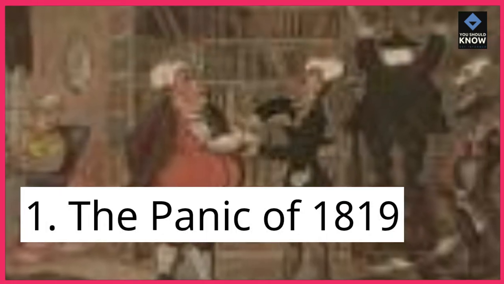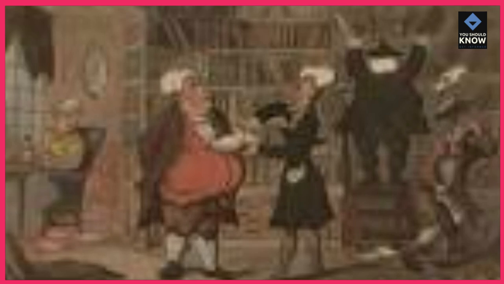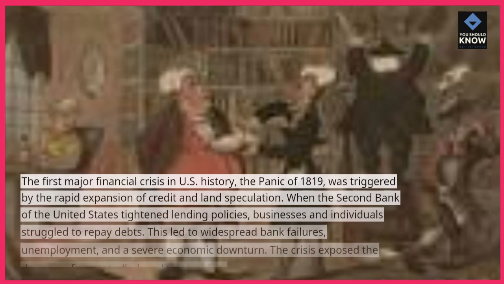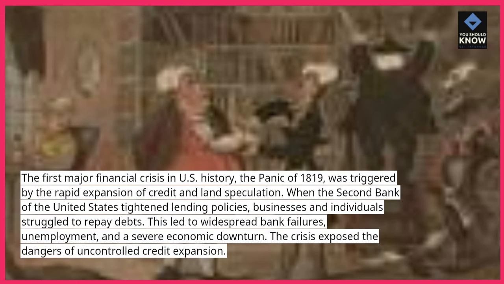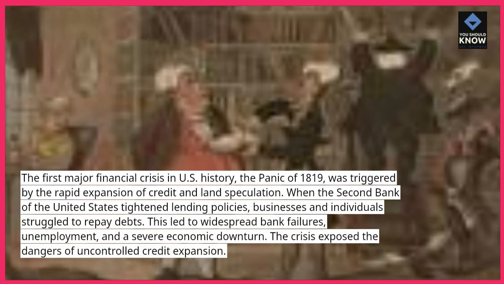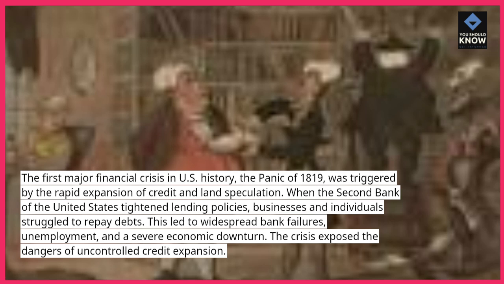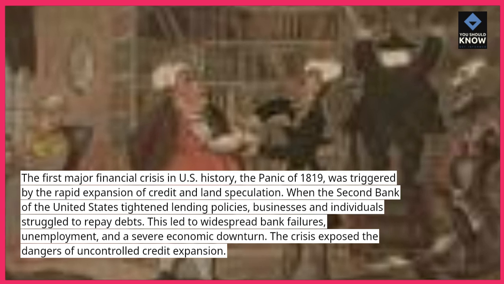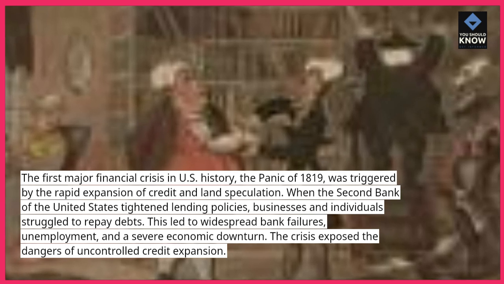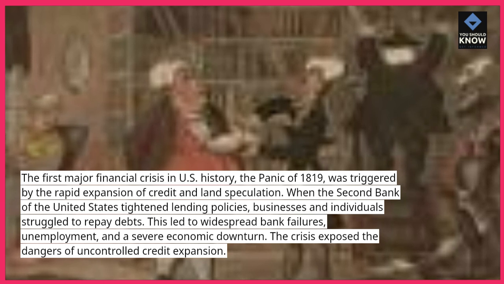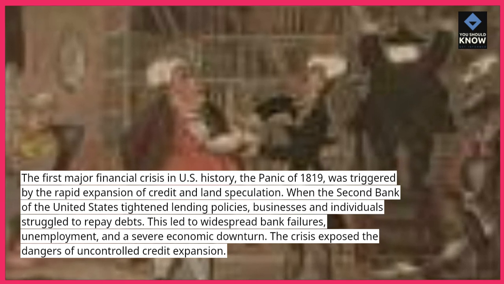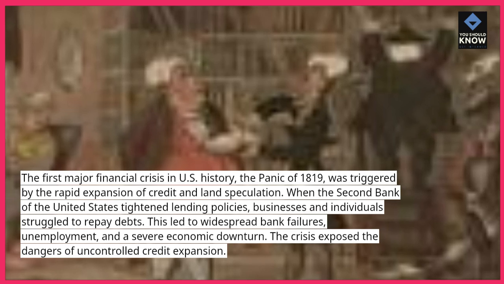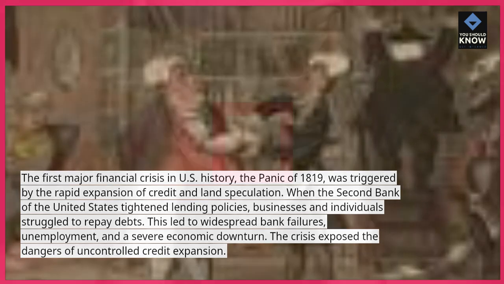1. The Panic of 1819. The first major financial crisis in U.S. history, the Panic of 1819, was triggered by the rapid expansion of credit and land speculation. When the Second Bank of the United States tightened lending policies, businesses and individuals struggled to repay debts. This led to widespread bank failures, unemployment, and a severe economic downturn. The crisis exposed the dangers of uncontrolled credit expansion.